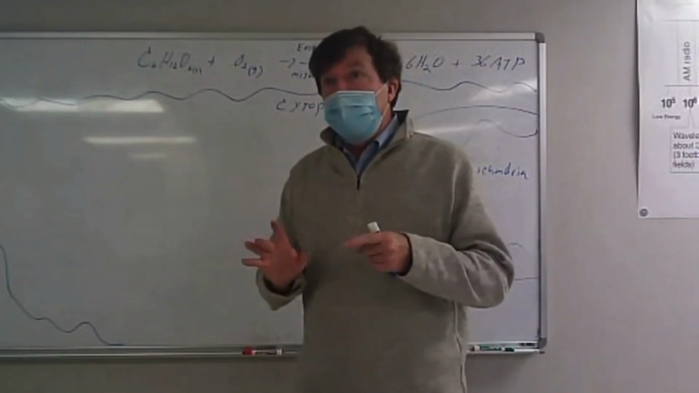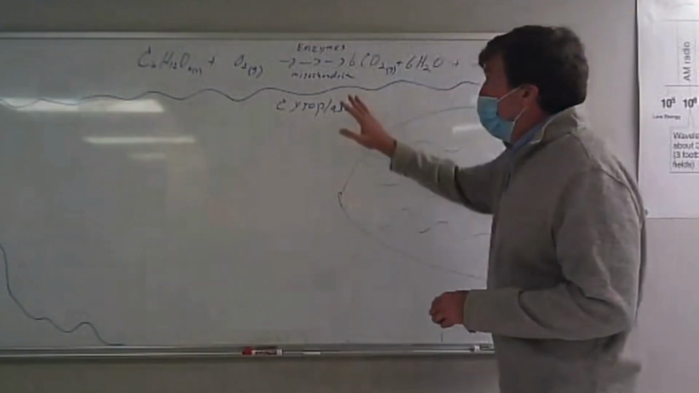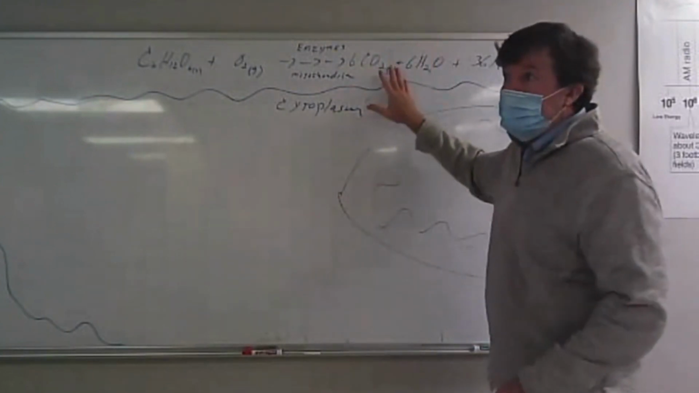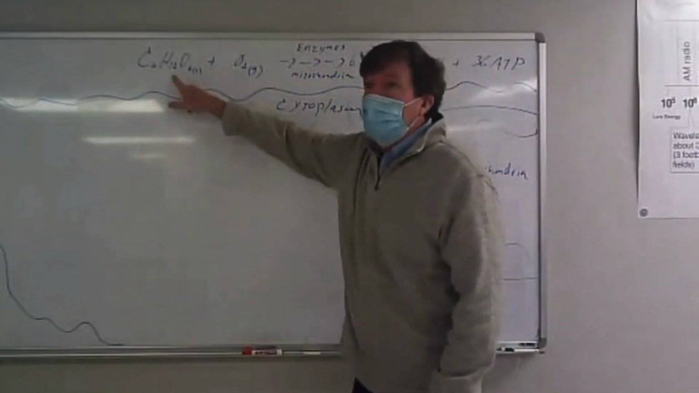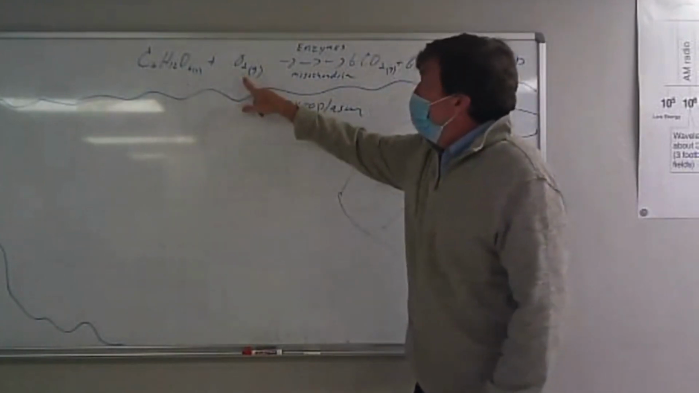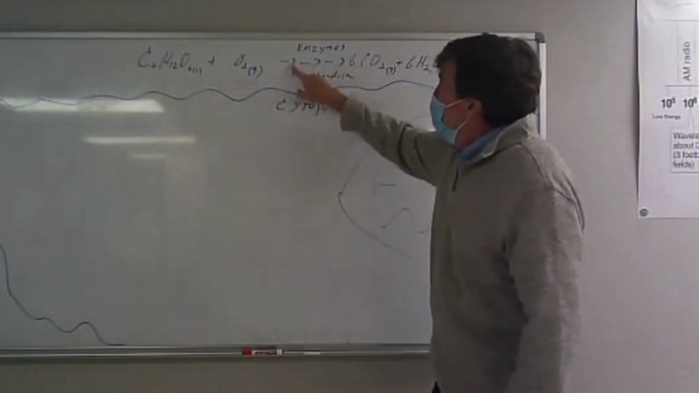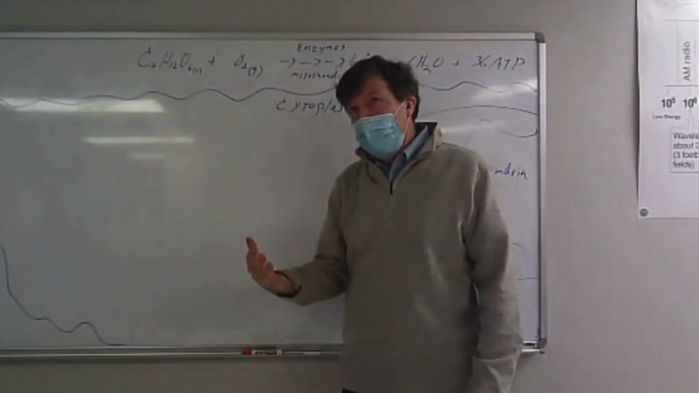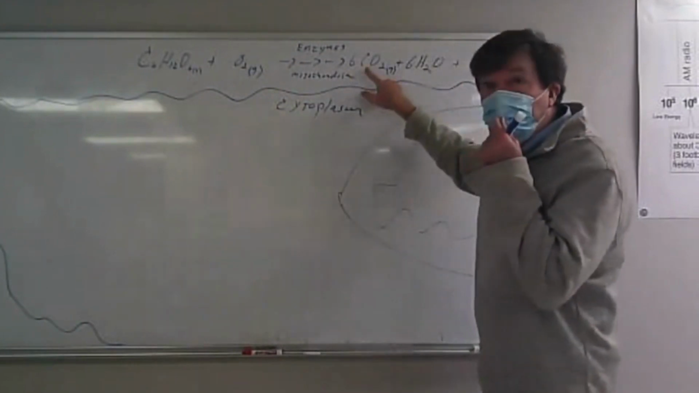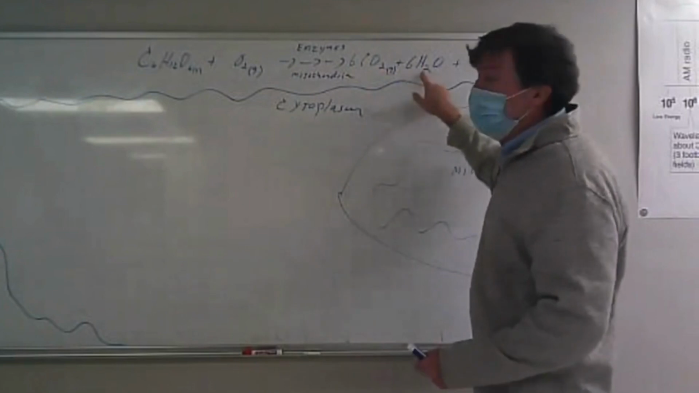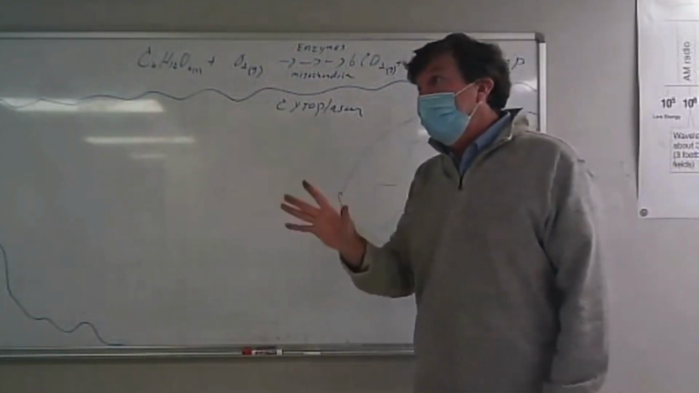Aerobic cellular respiration. Here's the overall equation. Memorize this, it'll be on the final. Notice, this is glucose plus oxygen gas. We're going to have multiple steps, a series of biochemical reactions. But we're going to end up with waste carbon dioxide, water, and the all-important ATP.